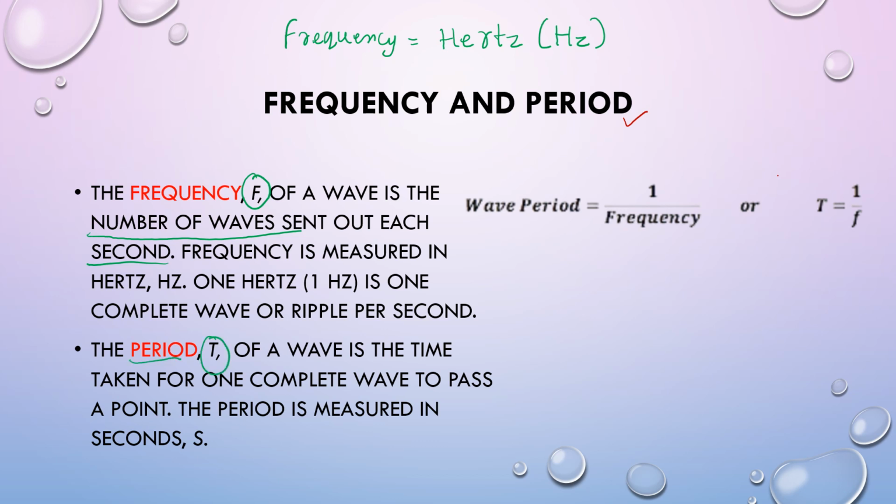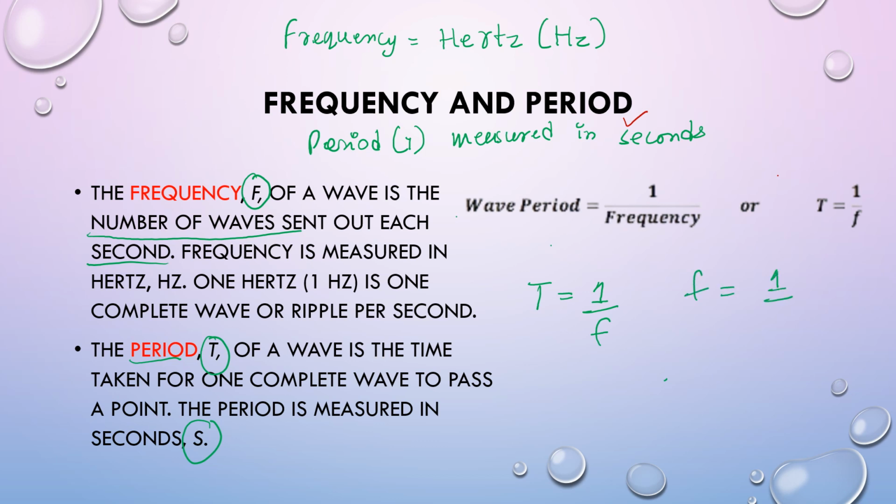Then we have the period, T. It is the time taken for one complete wave to pass a point. The period is measured in seconds. Now this is the formula that we have. The period T is equal to 1 over f, or f is equal to 1 over T. That is a change of subject.